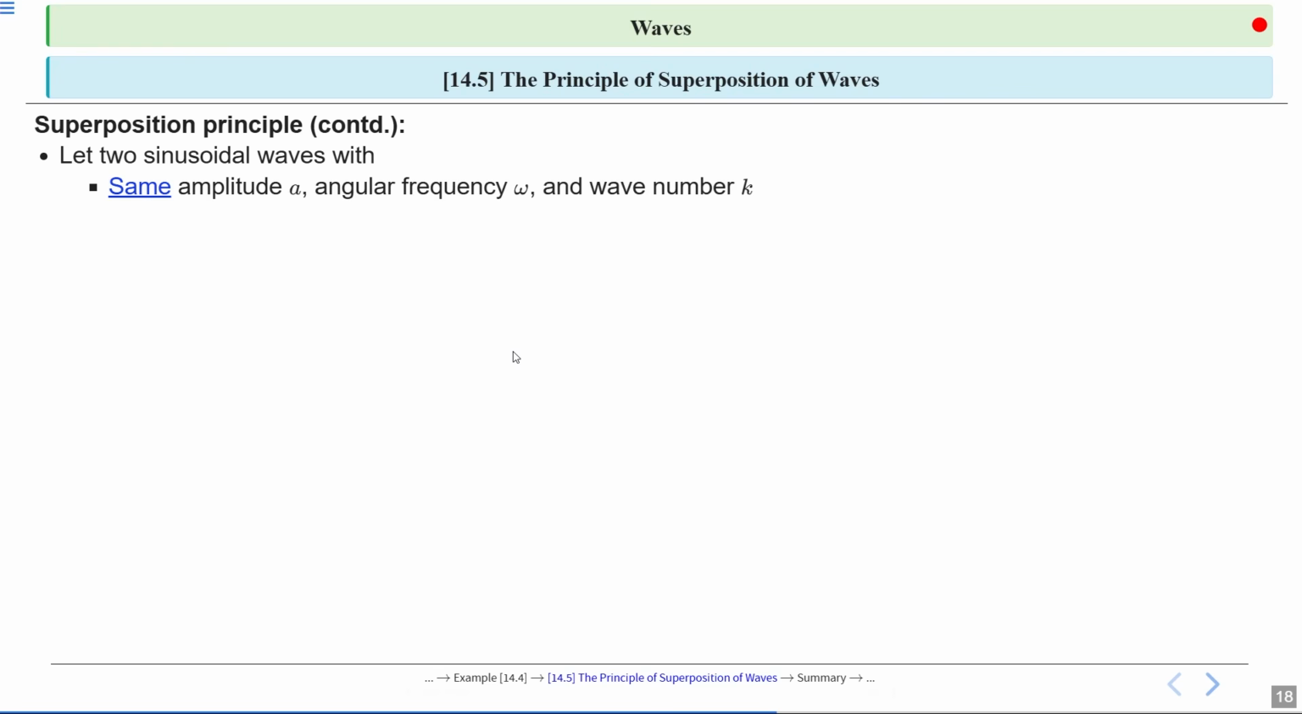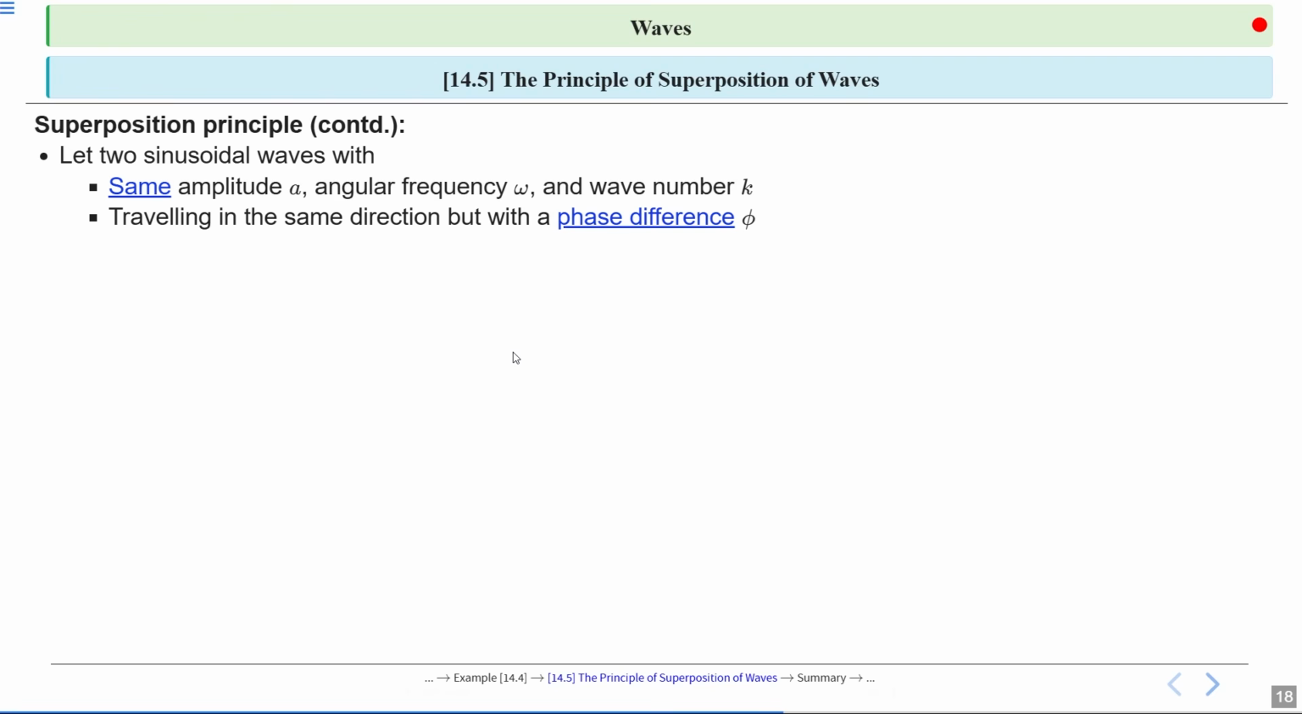So first, let's make things simple by assuming both waves have the same amplitude, which we call small a, the same angular frequency, which is omega, and the same wave number k. Amplitude small a tells us how far the wave moves from its central position. Angular frequency omega is how fast the wave oscillates, and the wave number k relates to the wavelength.